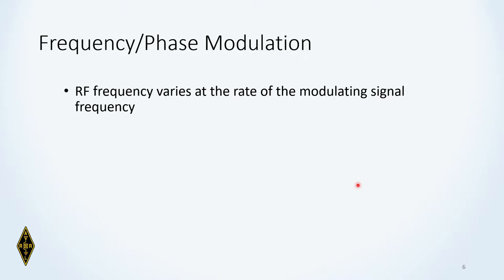So with frequency or phase modulation, what we're actually doing is varying the frequency. If we were at 29.6 megahertz, for example, we would be varying above and below that frequency, tracking the audio that we're using to modulate the transmitter. And there's something magic about 29 megahertz that we're going to talk about in a bit.